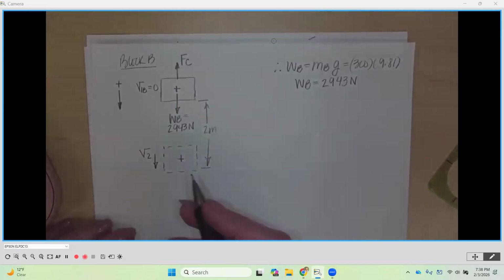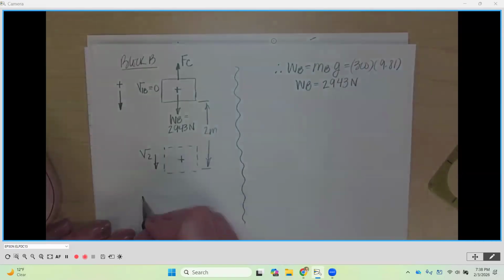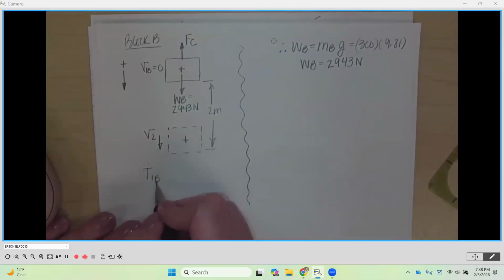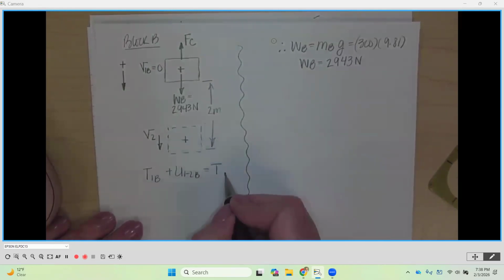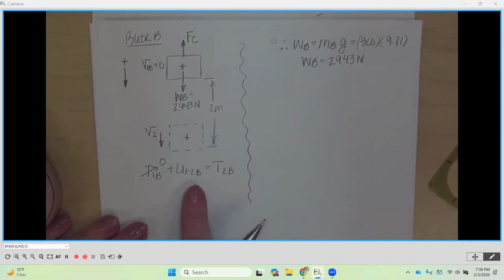Now, we are going to be using, as we know, the work energy theorem. So we can say T1B, the kinetic energy initial state for B, plus the work 1 to 2 of B is equal to the kinetic energy position 2 of B. Because we're starting at rest, T1B equals 0. So we just have to calculate the work and the kinetic energy 2 for block B.